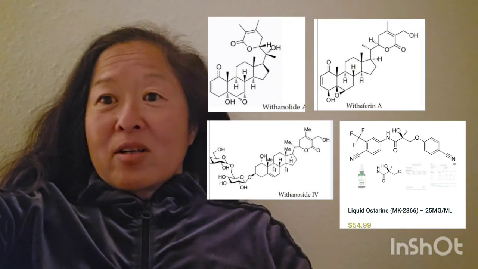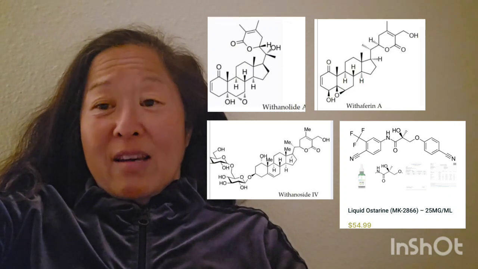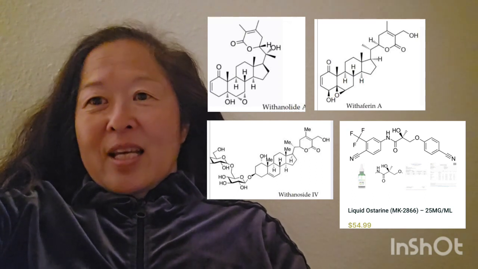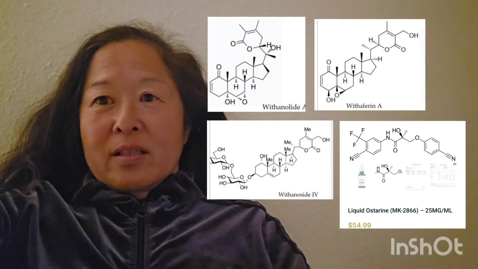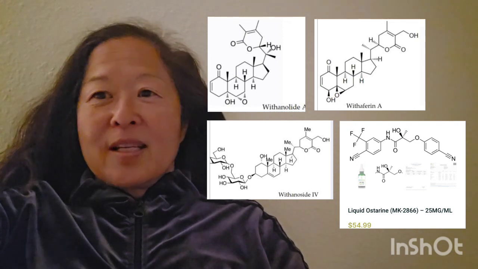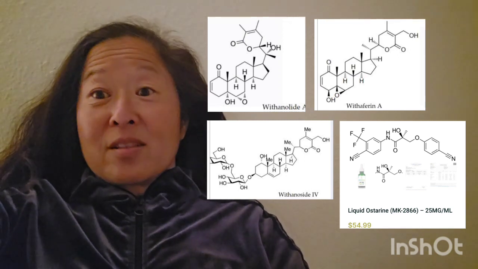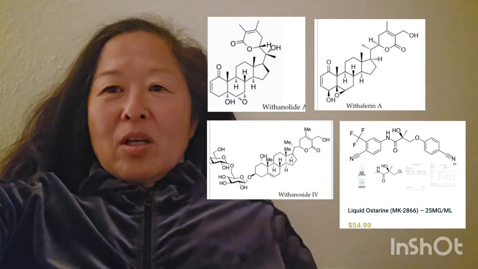So notice that in the Ostarine molecule, you can see the letters F and N. The F stands for fluorine, and the N stands for nitrogen. Now take a look at the ashwagandha molecules. Do you see any F's? No, there's no fluorine. Do you see any N's? No, there's no nitrogen in ashwagandha. So is it possible for our body to make Ostarine from ashwagandha?